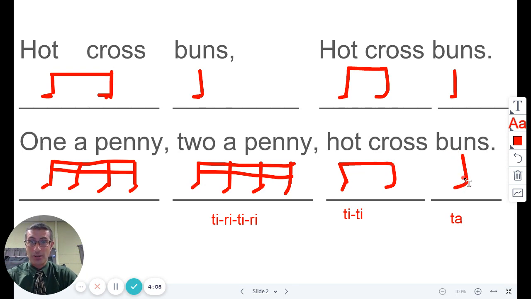We could practice those rhythms. So practice the rhythm like that with me. You don't have to sing it. You can just go tee tee ta, tee tee ta, teary teary teary teary tee ta. So let's try that together. One, two, practice it, go. Ti ti ta, ti ti ta, teary teary, teary teary, ti ti ta.